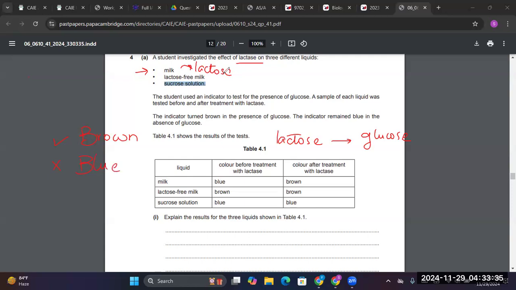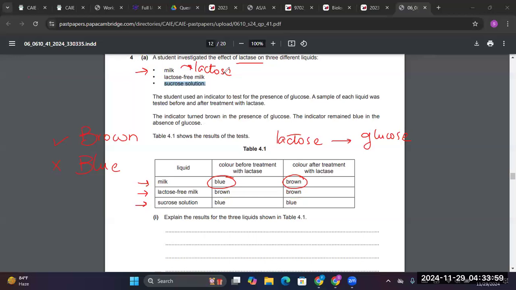So I have got three solutions. In every solution, I am adding the enzyme and then I'm adding the indicator. So first I take my solution, let's say milk. I add the indicator and I note down the color. Then I add the enzyme and then I note down the color again. Okay, this is the process.